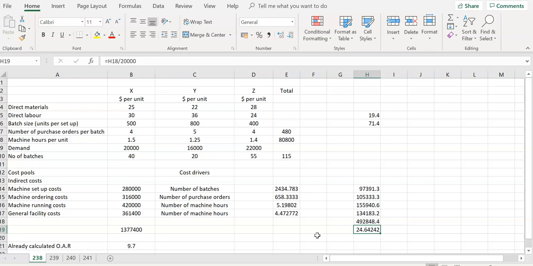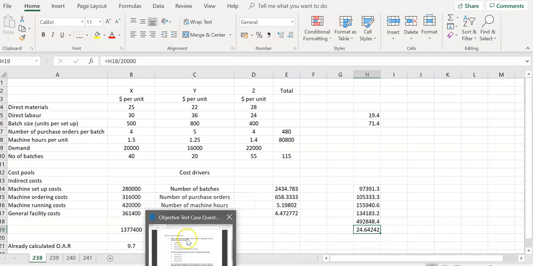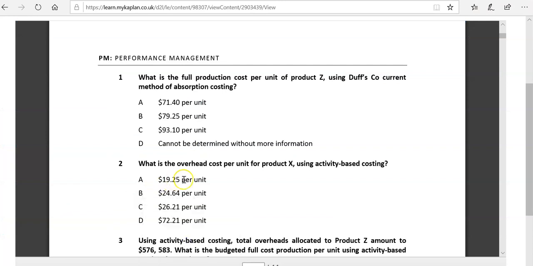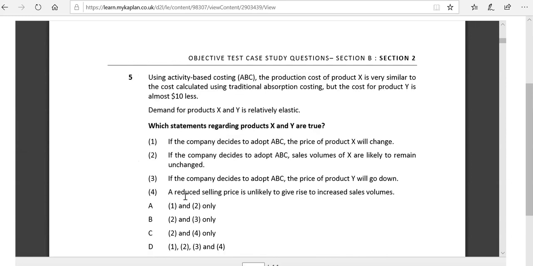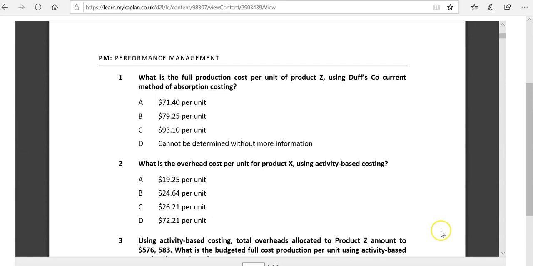So slightly long-winded, but not impossible. So we have 24.64 taking you to B. So number 2 is B. Yes, number 2 is B. So let's look at C.